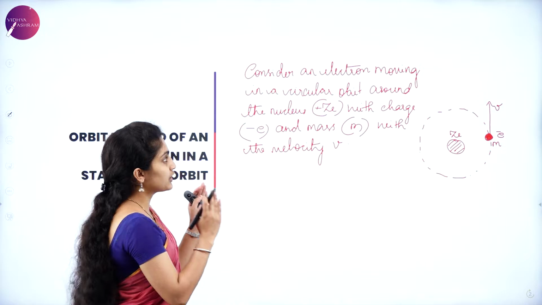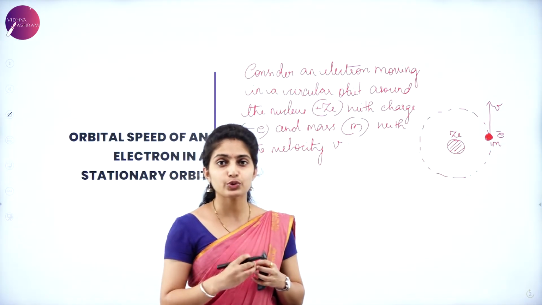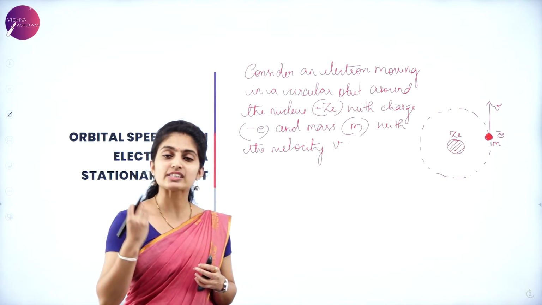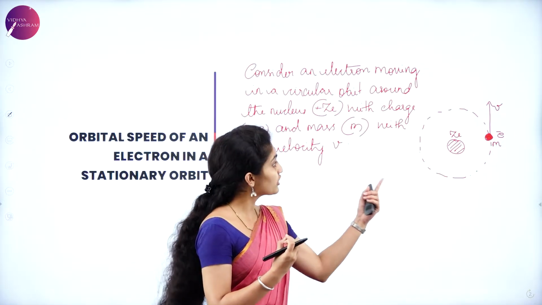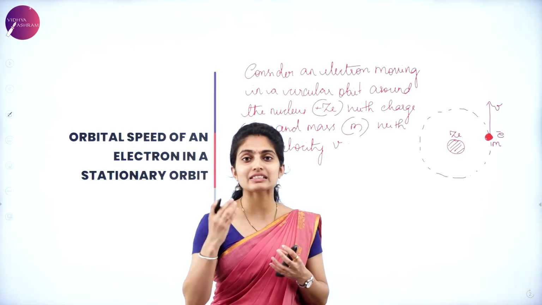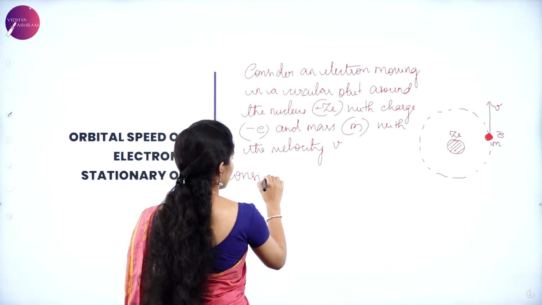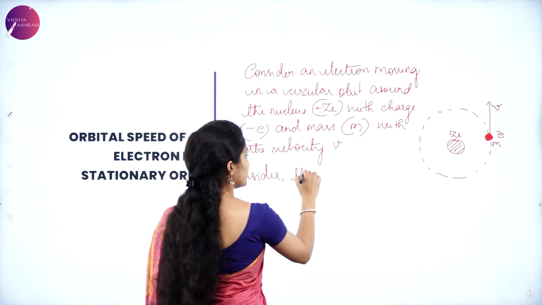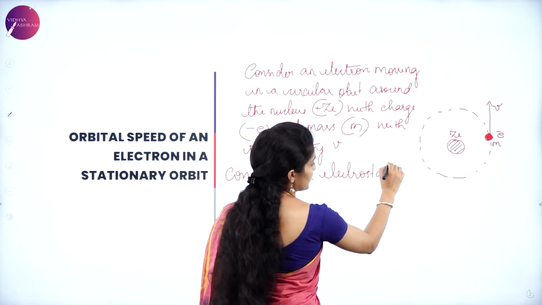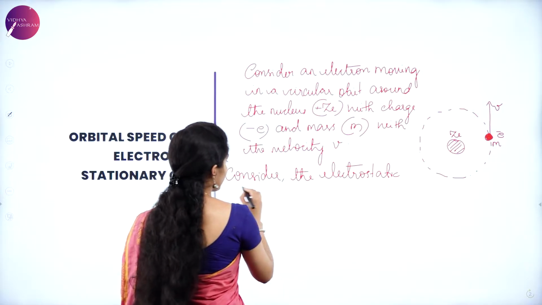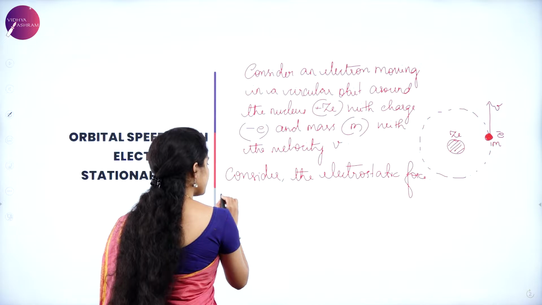So after writing these conditions, let us get into the electrostatic force, because that electrostatic force is the one which is very much necessary for the electrons to revolve, that is to maintain its stationary orbit. So consider the electrostatic force of attraction.